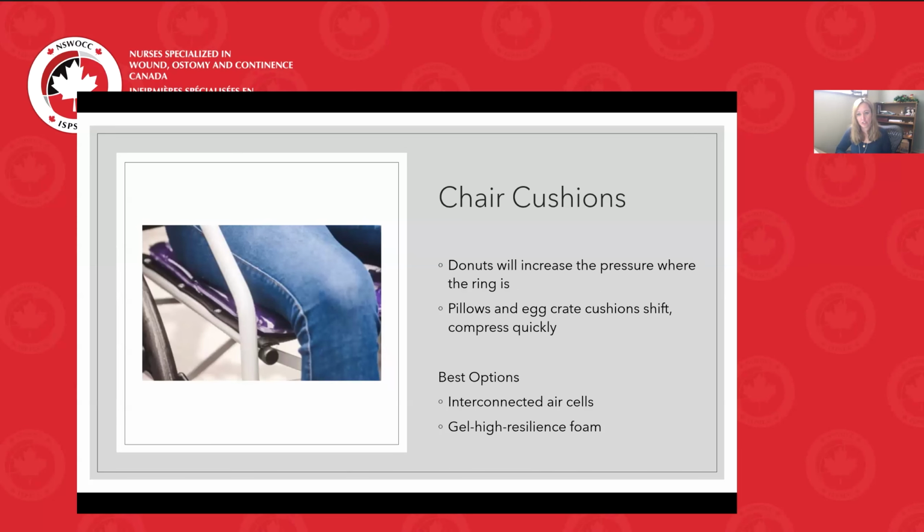When we look at chair cushions, like I talked about donuts earlier, those increase the pressure where the ring is, so we try to avoid those. What you want is not egg crate cushions, because egg crate cushions and pillows can decompress really fast. It might be providing a lot of relief right away, but after the patient's been up on it for a while, they will compress and no longer provide that offloading. Your best options that are out there are interconnected air cells, or those gel high resilient foam combinations.